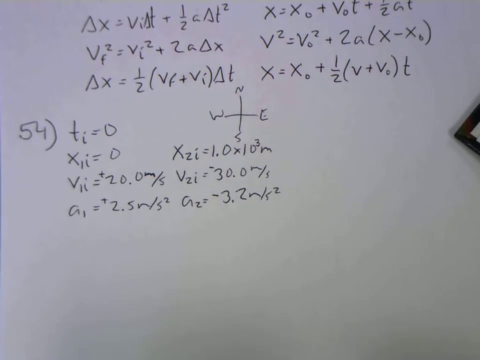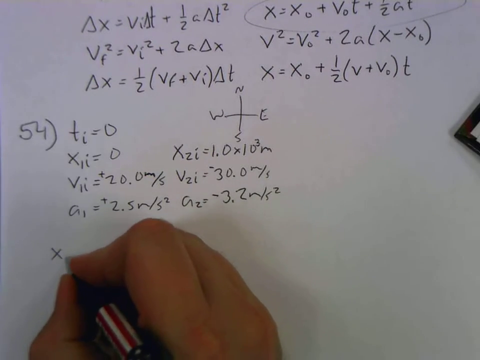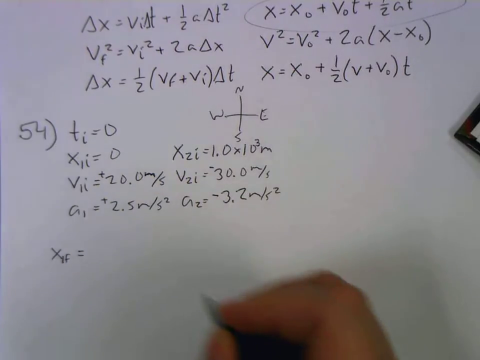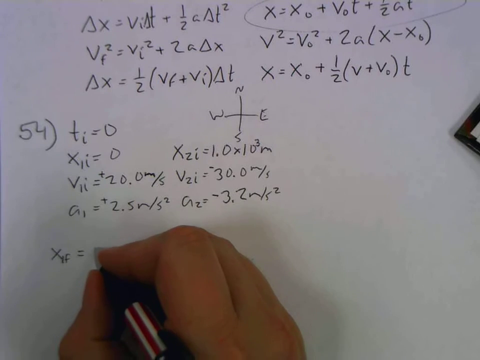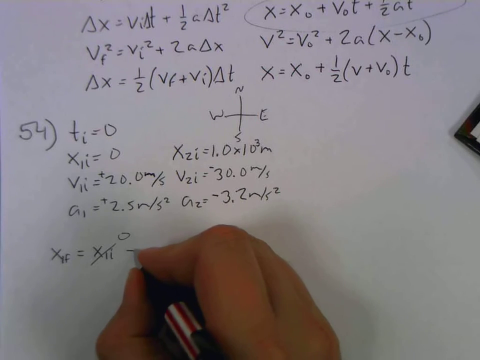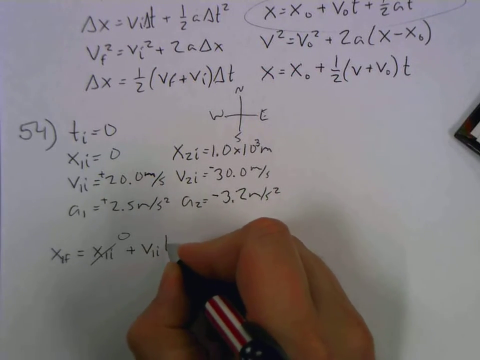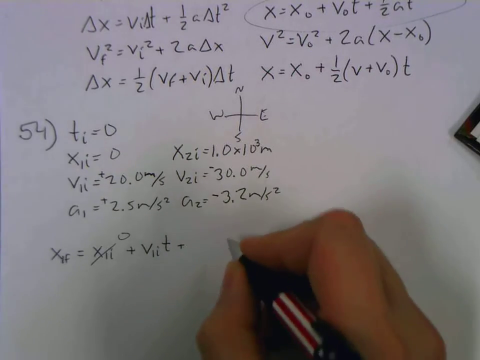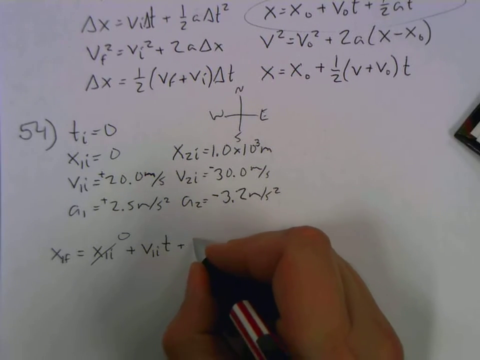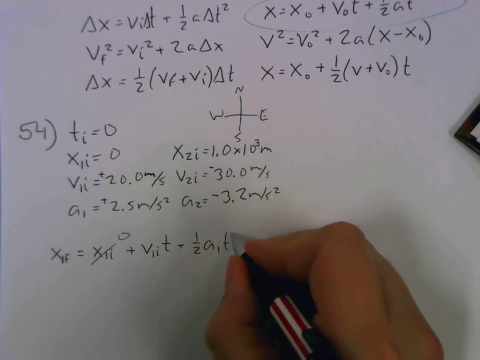Okay. All right, now we're going to go with that equation up there. So x final is equal to, and I'm going to just say I'm talking about my first car, x1 final is equal to x1 initial, which we all know is 0, plus v1 initial multiplied by time, and I'm just going to go with t since we did start at 0, plus 1/2 the acceleration of car 1 multiplied by the time squared.